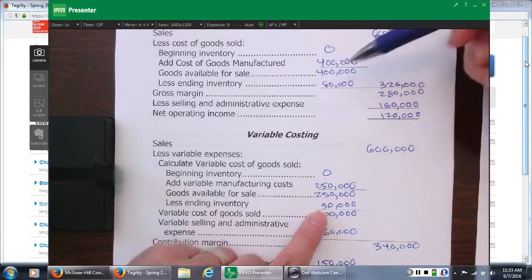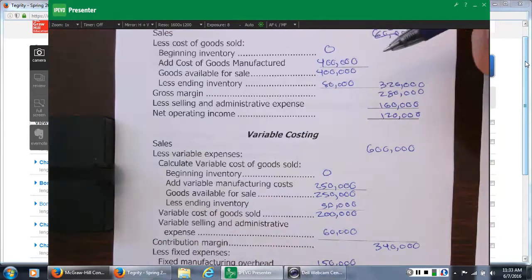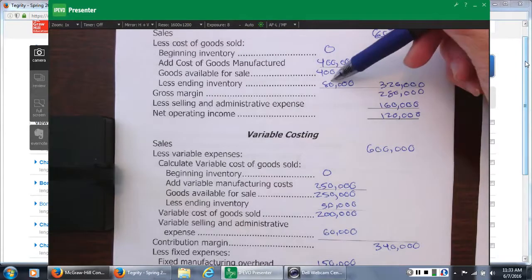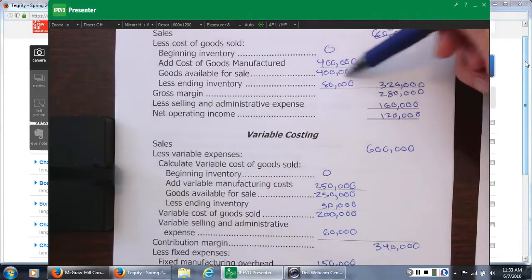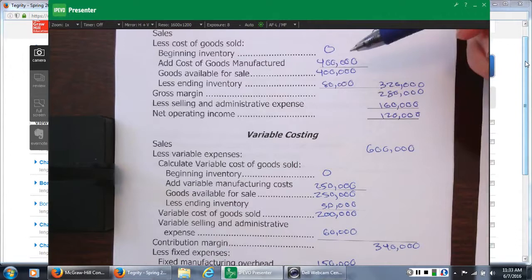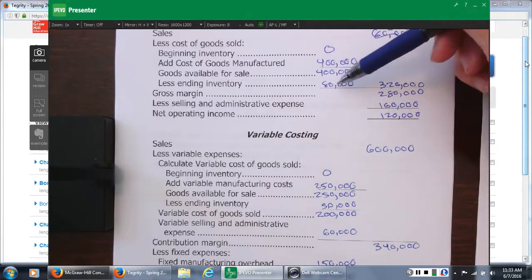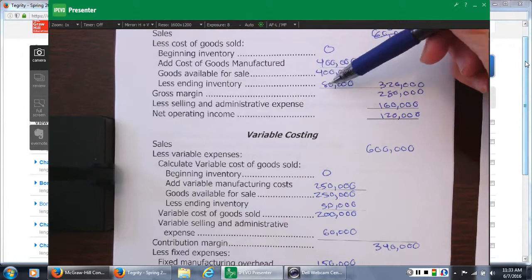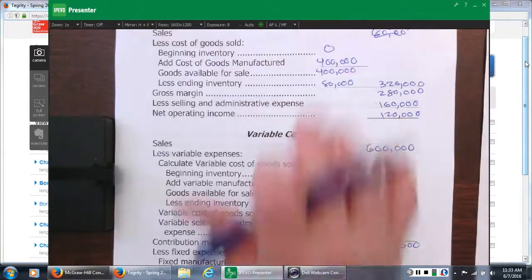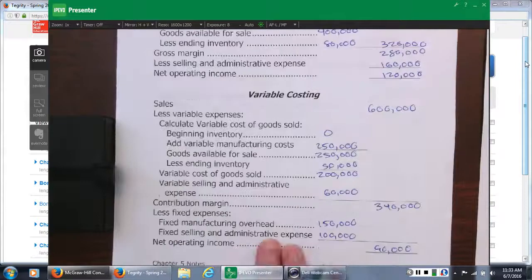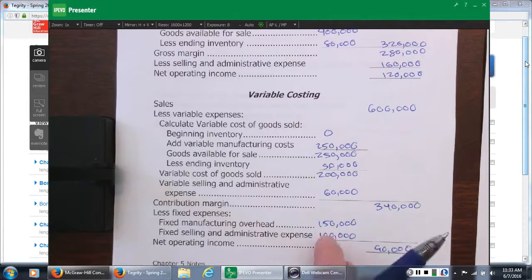So really what's going on is that there is fixed manufacturing overhead attached to this ending inventory, and that will be recognized in the next accounting period when we sell those goods. The fixed overhead that's attached to those 5,000 units in ending inventory, right? The $30,000 will be recognized when we sell those goods in the next accounting period under full costing. Under variable costing, though, when is the fixed overhead recognized? In that accounting period, because it's a period cost.